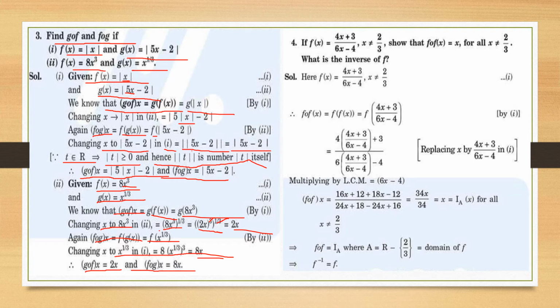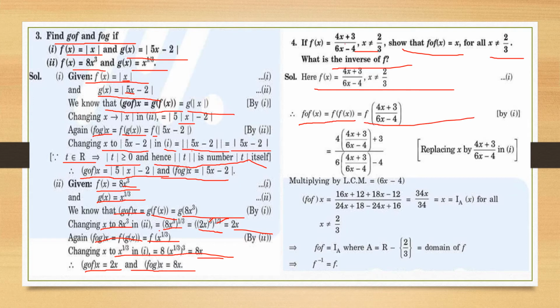Number 4: if fx is equal to 4x plus 3 upon 6x minus 4, right? And x is not equal to 2 by 3, show that FOF of x is equal to x for all x not equal to 2 by 3. And what is the inverse of f? So fx is this function, you can see it is not defined for 2 by 3, right?